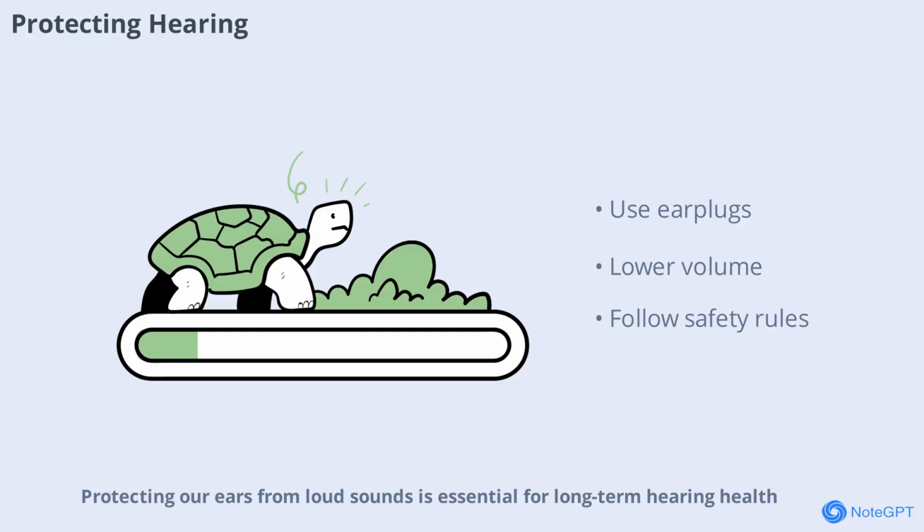Protecting our ears from loud sounds is essential for long-term hearing health. Simple steps include using earplugs in noisy environments, turning down the volume on headphones, and taking breaks from loud activities. Schools and workplaces should also follow safety guidelines to minimize exposure to harmful noise.